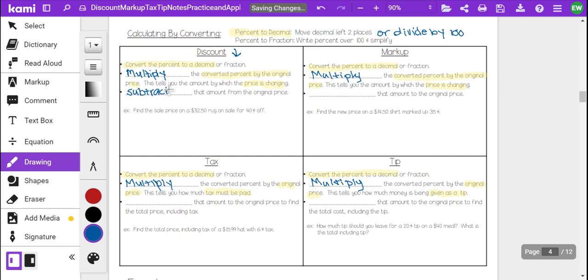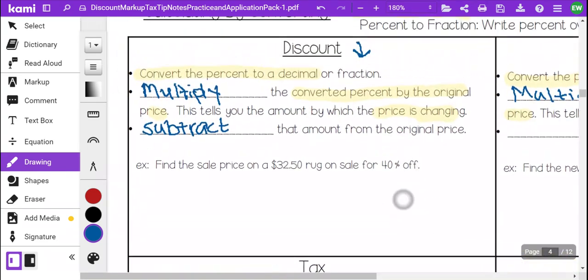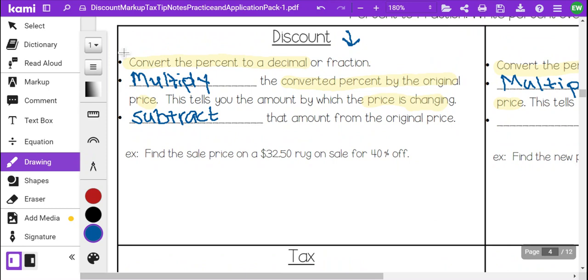Okay, so find the sale price on a $32.50 rug on sale for 40% off. I'm going to follow my steps. Step 1 was convert the percent to a decimal. I'm going to zoom in here so you guys can see a little better. You don't have to write the steps down, but I am. So step 1, my percent is 40. So I'm going to do 40 divided by 100, which equals 0.4. Okay?